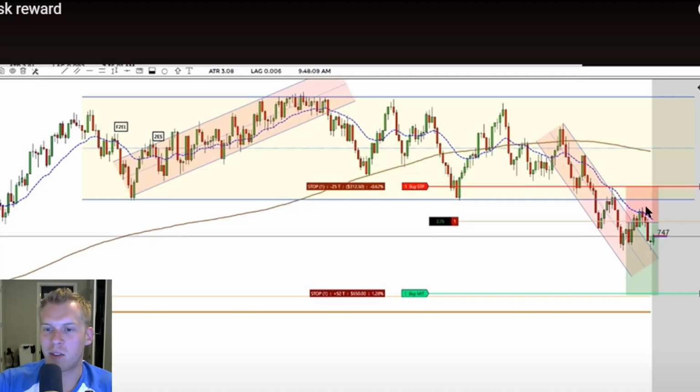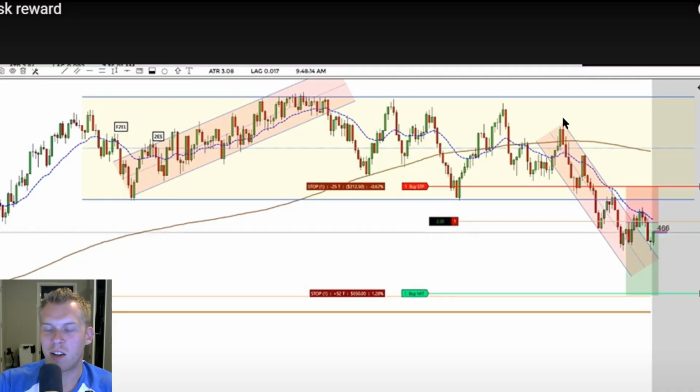So I would say either I'm putting it here and keeping my risk relatively small, or I'm putting it up here, and I'm getting my higher probability from being up here.